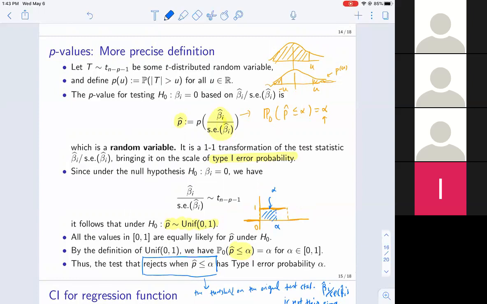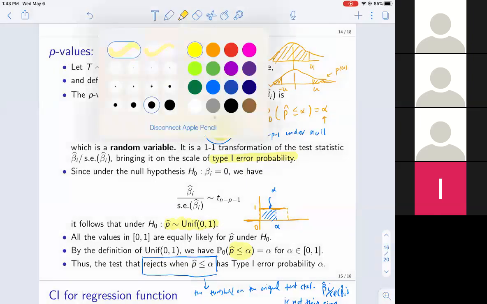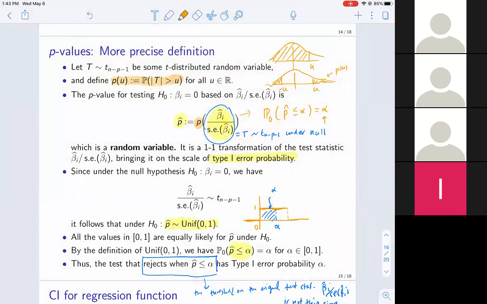So can you explain again why p is uniformly distributed? I can assign this as a homework problem. This you can prove for yourself. So I know that this is T, and has a t distribution with n minus 2 degrees of freedom under the null, okay? And then I have constructed this object to be basically something like the complementary CDF, the two-sided CDF of that distribution.